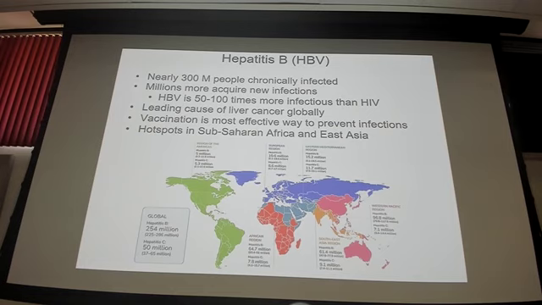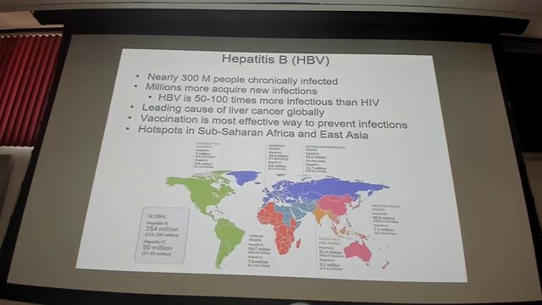Leading cause of liver cancer globally. That's a big, huge deal. We do have a vaccine against hepatitis B, so that is really important. We vaccinate widely in the U.S. And there are hotspots for carriage globally, such as sub-Saharan Africa and East Asia. I don't know if there's a date on these stats, they're relatively recent on these cases.